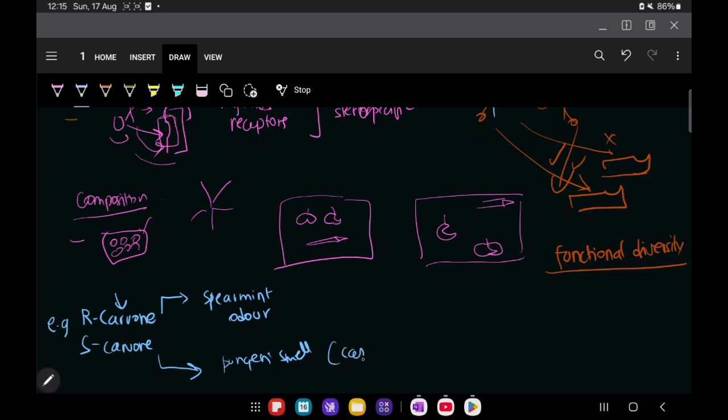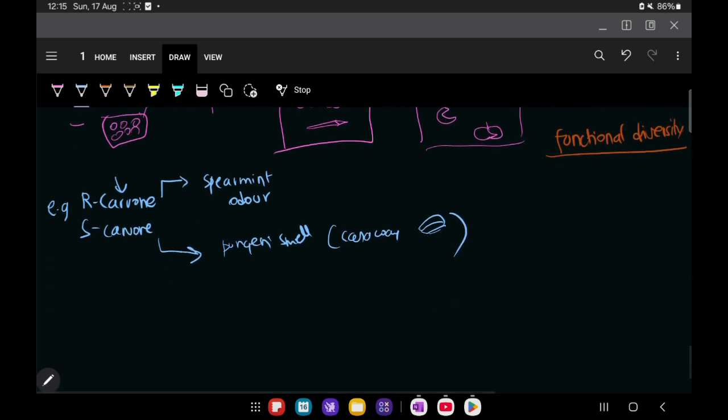The smell could be of caraway. Now what is caraway? It's a spice. So that's the point: having just a different configuration but the same composition, you get a specific sense of smell.